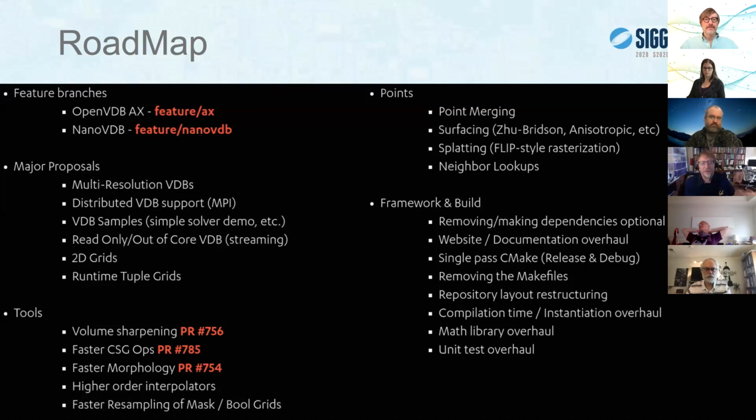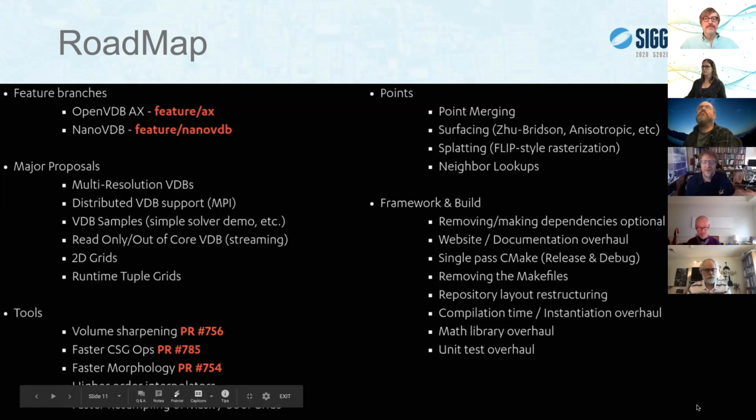We still want to adopt true multi-resolution in VDB. So we're collaborating with Autodesk and the Bifrost team, who have a very cool approach to this. We are also talking to Double Negative, potentially to adopt distributed MPI support into VDB, and a ton of other tools that you can see on the slide. I won't go into all the details.